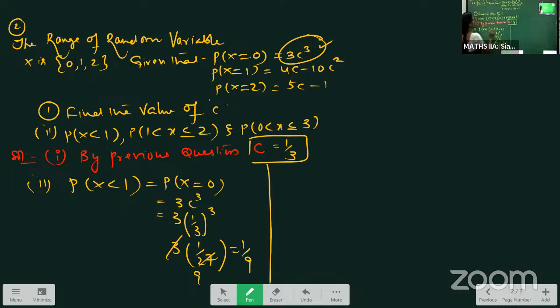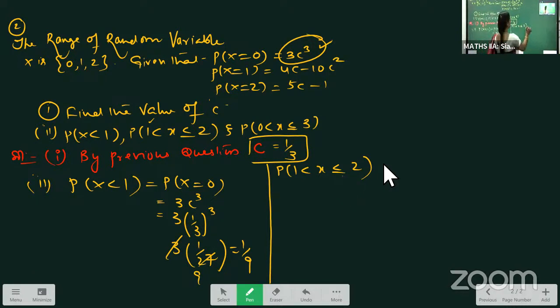Next, coming to P of 1 less than x less than or equal to 2. What is the meaning of that? The values in between 1 and 2, including 2. 1 should not be included. Less than or equal to 2 means 2 should be included. But in between 1 and 2, 1.5 will be there, but 1.5 is not there in our question. Then we have to take only x is equal to 2.